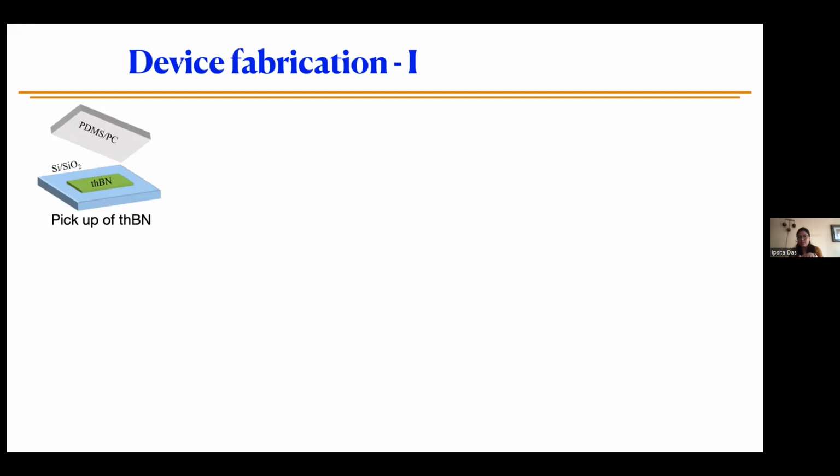So if you touch this combination of PDMS PC on your two-dimensional flake and detach them, the flake will come up on your PDMS PC stage. Okay. So first we exfoliate these insulating layers, hexagonal boron nitride, on a silicon oxide substrate. Then we come with this PDMS PC stack and pick it up at around 110 degrees centigrade. So now you have PDMS PC and then top HBN, right?